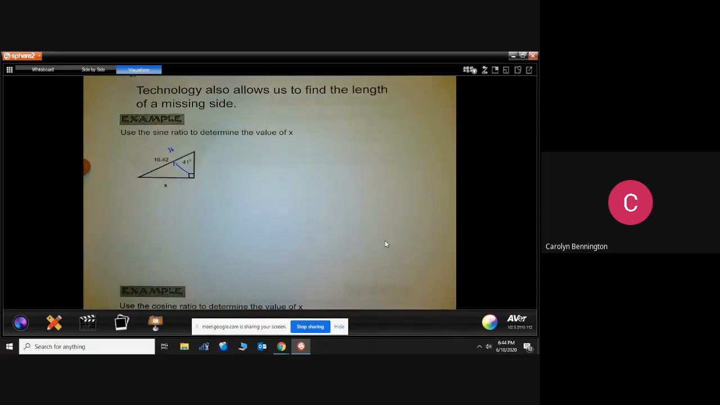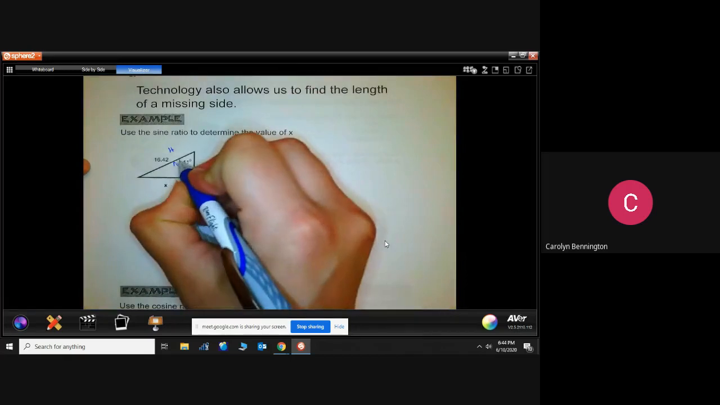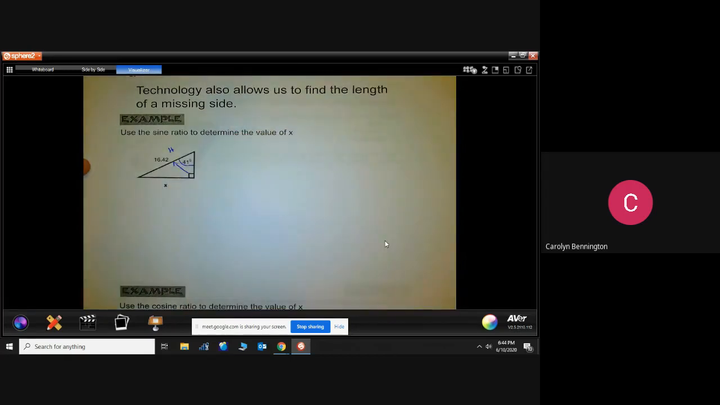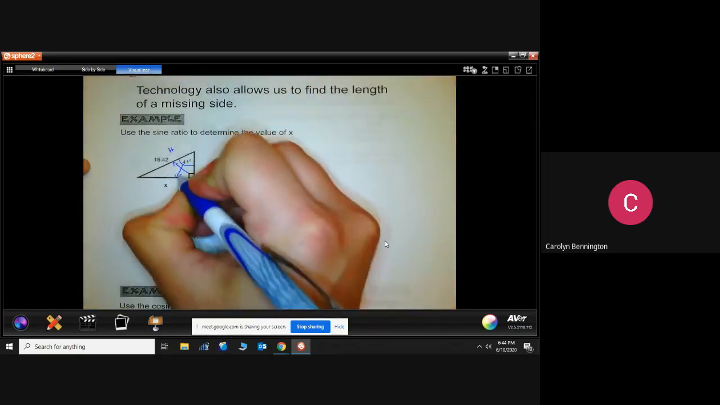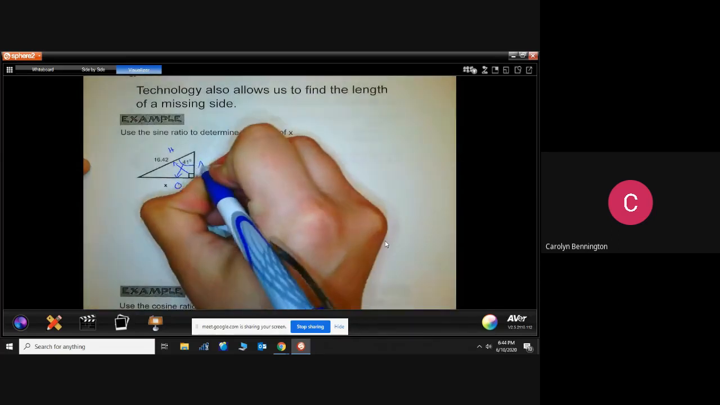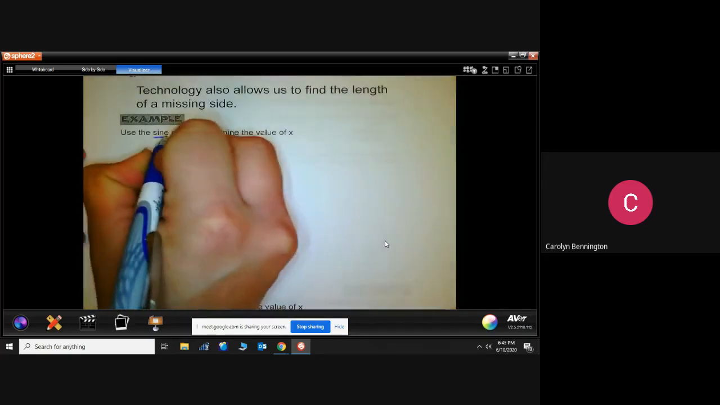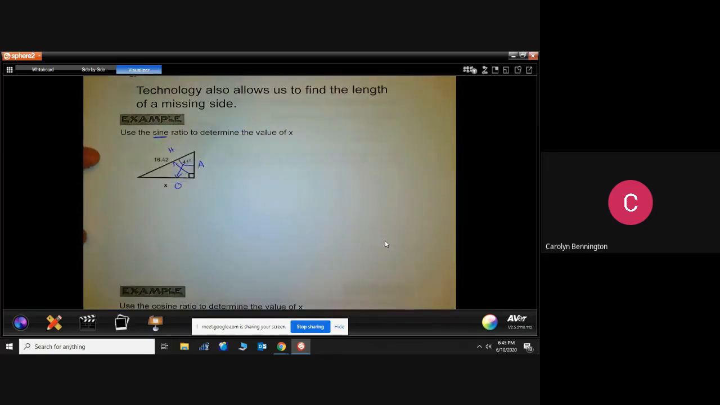It doesn't tell us which angle we're working with, but it does show us. It gives us an angle of 41 degrees. So this is the angle that we're working with. So directly across from that is going to be the opposite side, and then our third side is the adjacent side. So this question says, use the sine ratio to determine the value of x. So it already tells us what ratio we need to use.